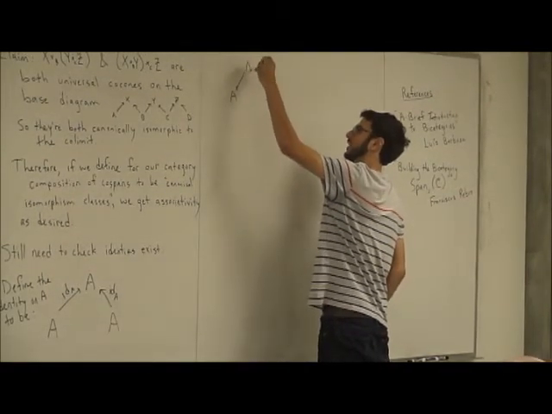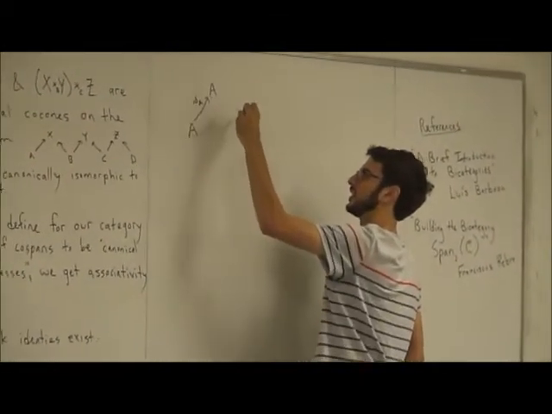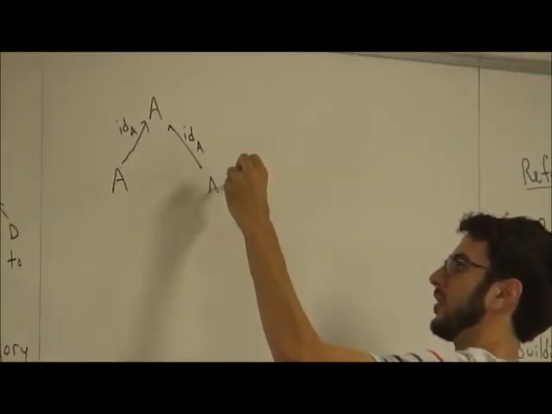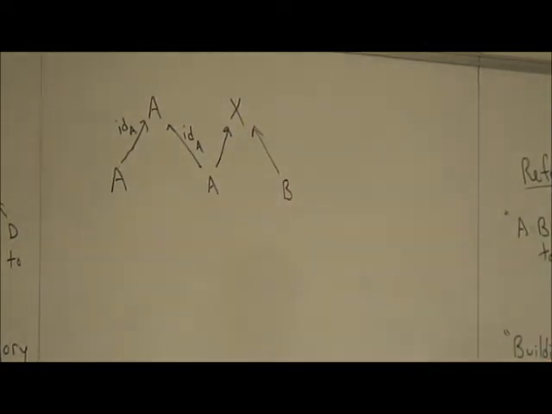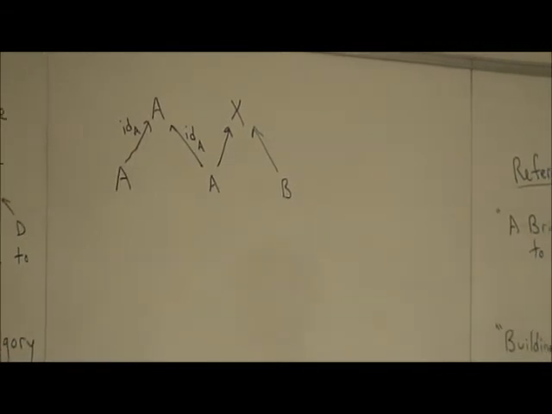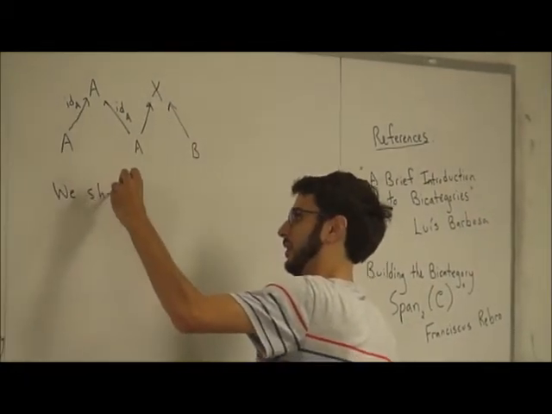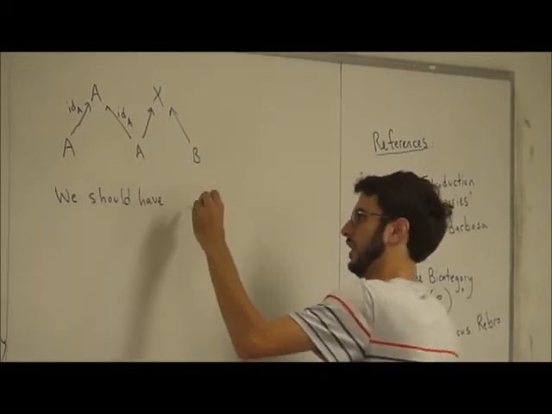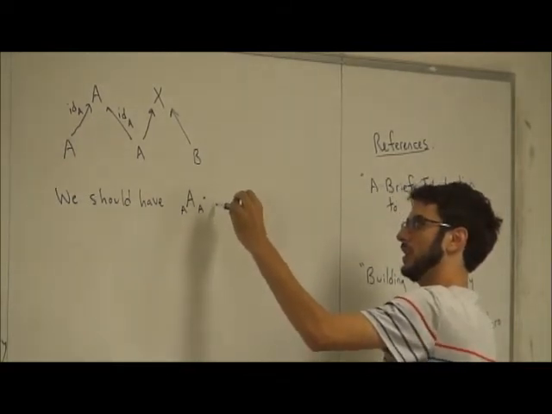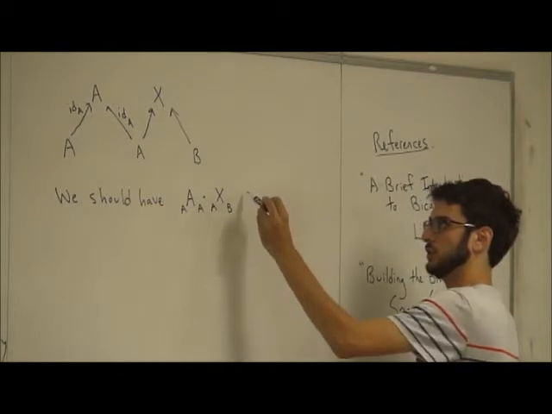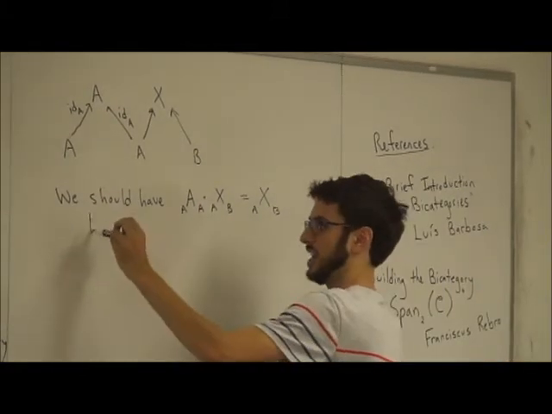So let's say we compose the identity on A with some other random cospan. We're supposed to get X back, right? So we should have that this identity cospan composed with any other cospan equals the second one, to really be a category.